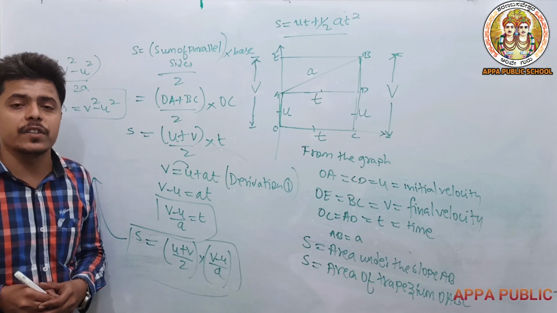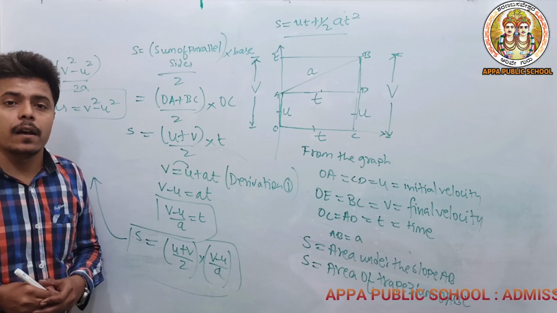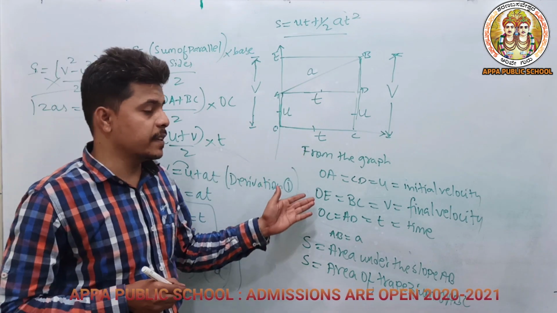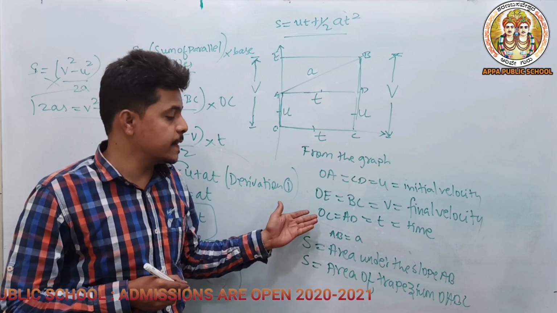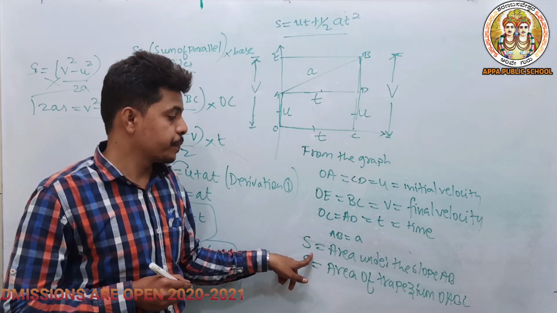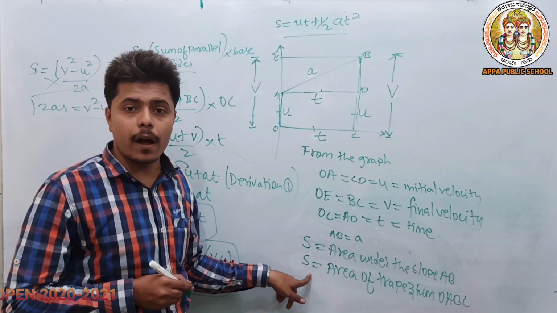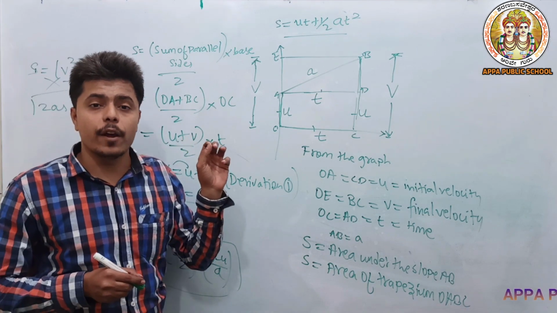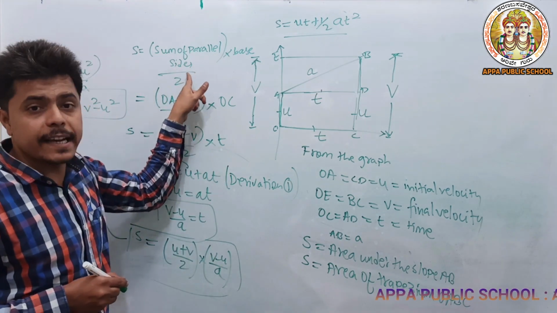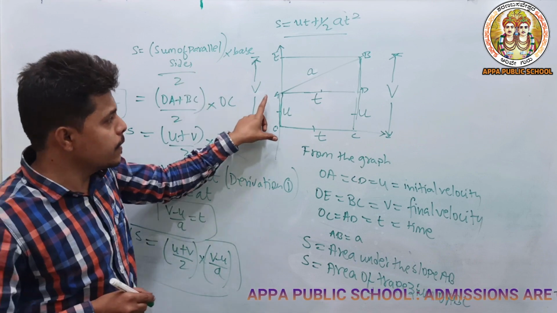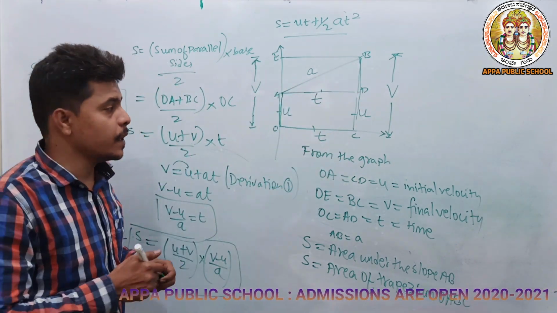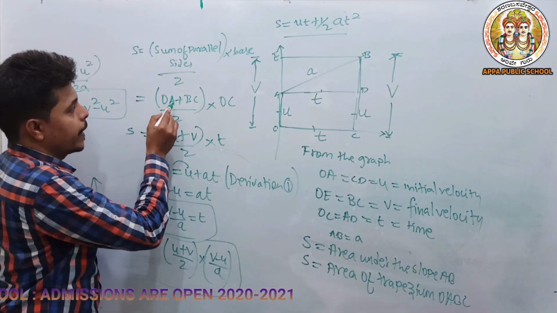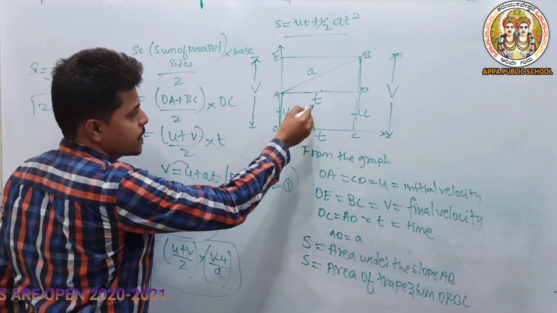So we have derived the third equation of motion, that is the position velocity relation, by graphical method. So firstly, what have we done? We have drawn the graph. These are the given things for all the three derivations, and then S is equal to the area under the slope AB, that is the area of trapezium OABC. The area of trapezium formula is the sum of parallel sides by 2 into base. So in this trapezium OABC, OA is one parallel side, BC is one parallel side. So I have added OA plus BC by 2 into what is the base? OC.